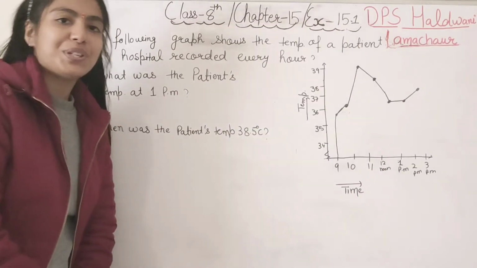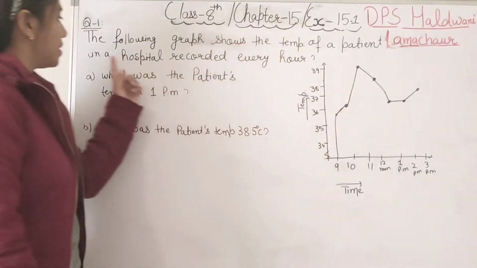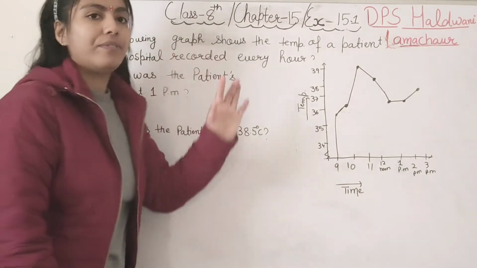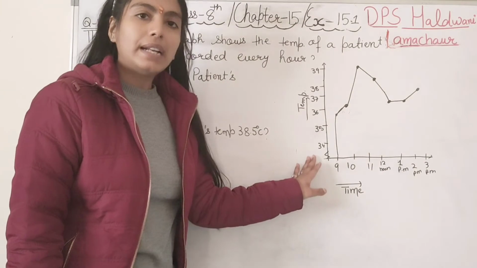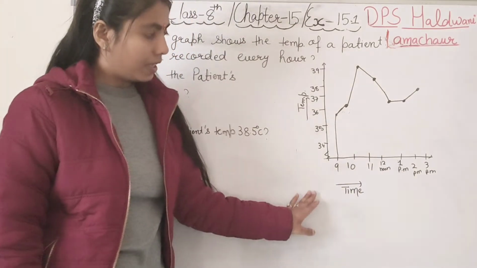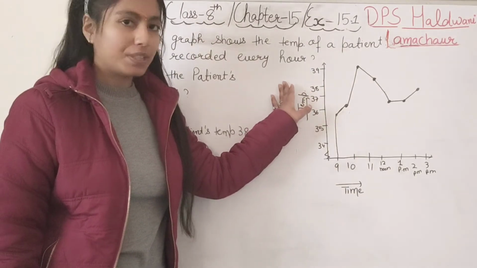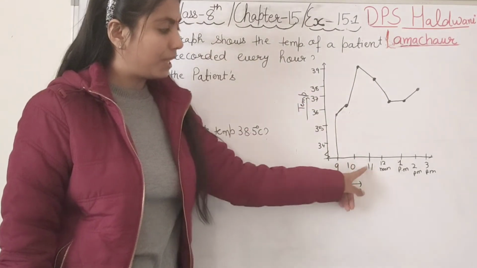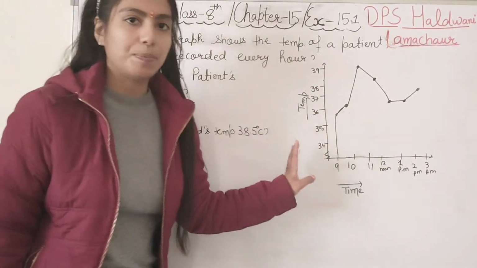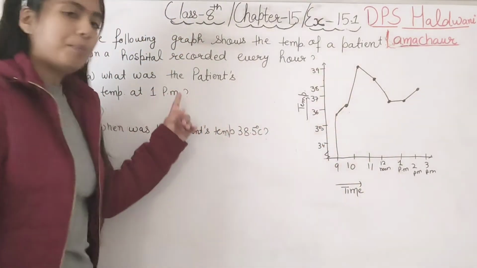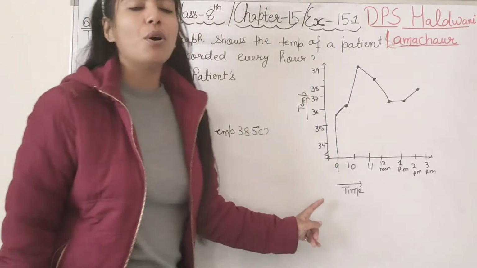Now student, coming to our question number 1. The following graph shows the temperature of a patient in a hospital recorded every hour. Got it student? This graph is given to you. What that graph says is, at this particular time, what is the particular temperature of the patient? Okay, every hour, 9 to 10, 10 to 11, 12 noon, 1 p.m. So these are the temperatures of a patient in a hospital. Right student? So you have to just mention the answer as per the given question. Student, I have made the graph on the board.